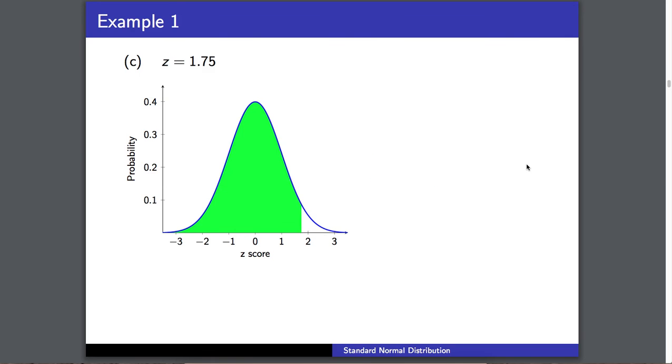All right, part C, what is the probability we select a value that is less than or equal to 1.75 or 1 3/4 standard deviations above the mean? So here is about 1.75 between 1 and 2. We're shading everything to the left. So quite a bit of the values are going to be less than or equal to 1.75. So let's run that one.